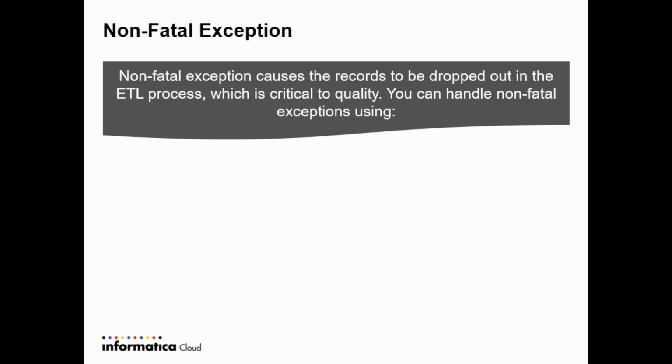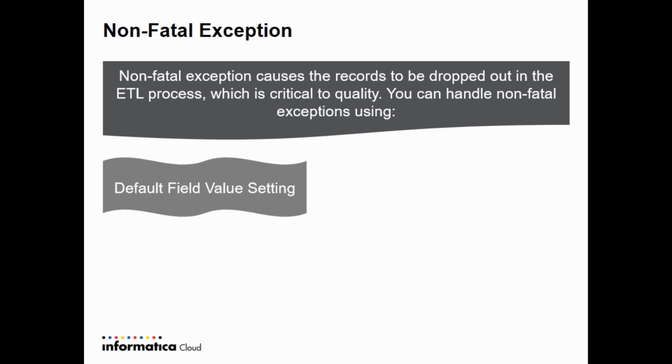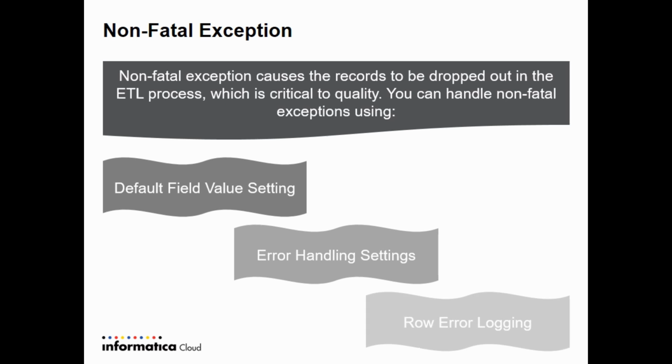The non-fatal exception causes the records to be dropped out in the ETL process, which is critical to quality. Hence, you must handle these exceptions so that critical data is protected. Informatica Cloud provides us with three different ways to handle non-fatal exceptions. They are default field value setting, error handling settings, row error logging. We will discuss each of these techniques in detail in the coming slides.